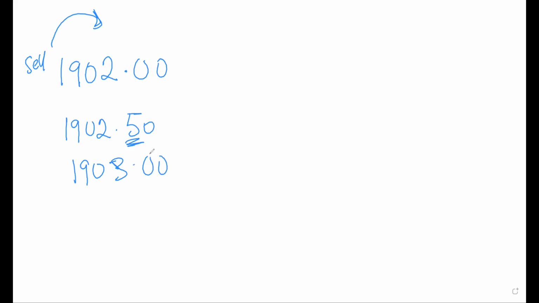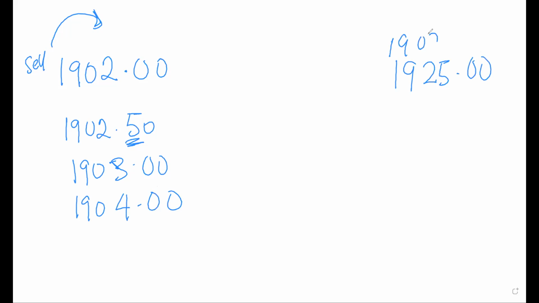All right. If it is a 20 pip stop loss, for instance, it's going to be 1904.00. All right. But now notice the stop loss is 1925.00. So how are you going to calculate your stop loss? 1925 from 1902.00.